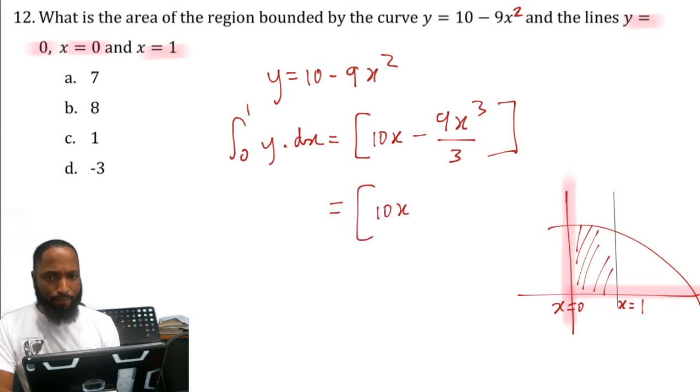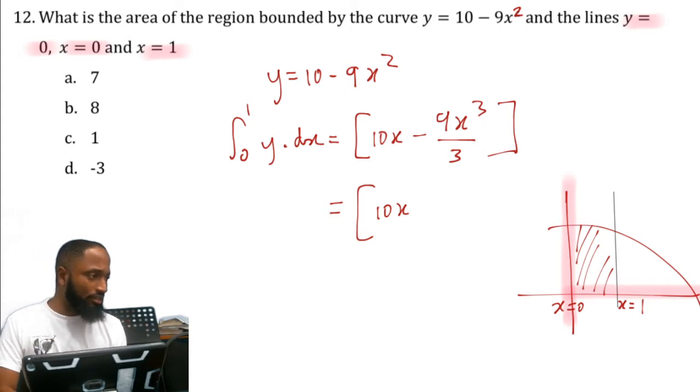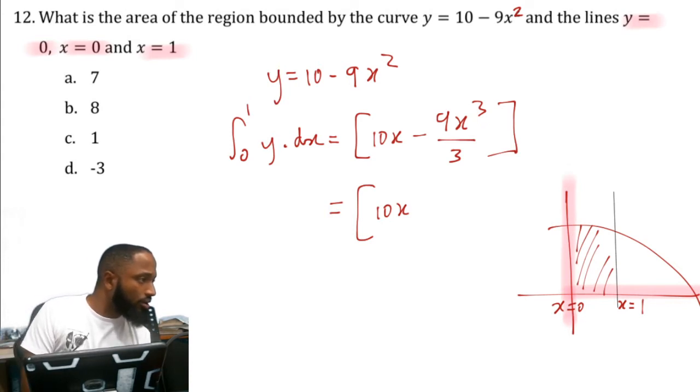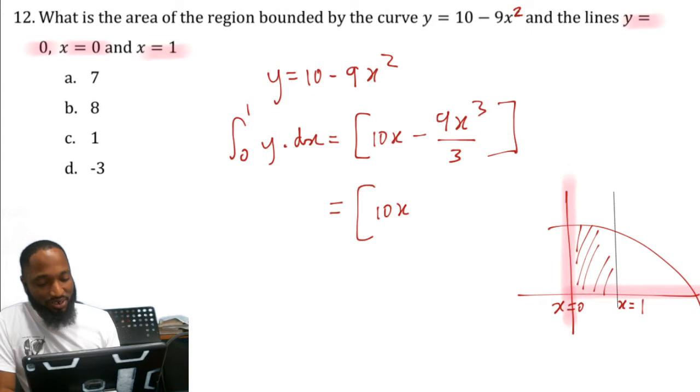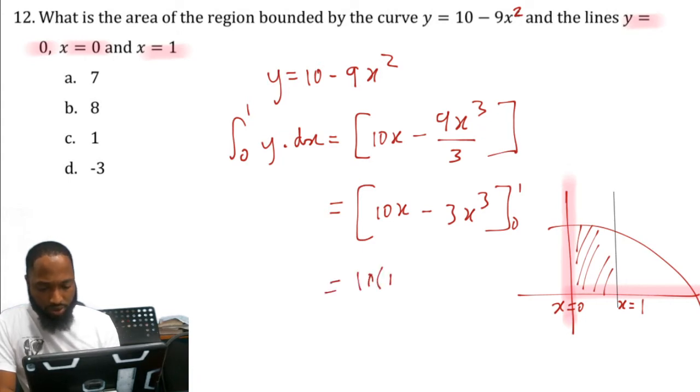By the way, you can do this on your calculator. Alright, so you can do this on your calculator, minus 3x cubed. Well, let me do it out first. And this is between the limits 0 and 1. I don't need to put 0 in here because 0 just goes to 0. So I can just put 1 and that will be the answer. So 10 by 1 minus 3 by 1. So the answer is 7. Right? A, 7.